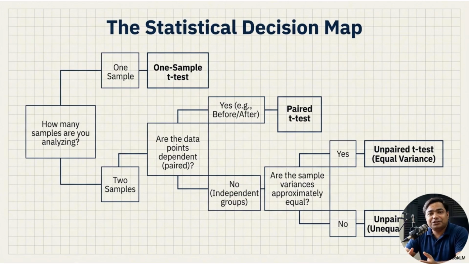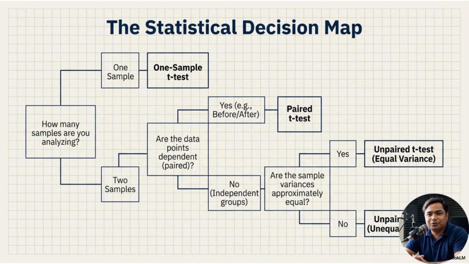This slide gives us a decision map for choosing the correct t-test. Many students become confused because there are several types of t-tests, but the decision is actually logical. The first question is, how many samples are we analyzing? If we have only one sample, then we use a one sample t-test. For example, we compare the average height of one group of students with a known population mean.